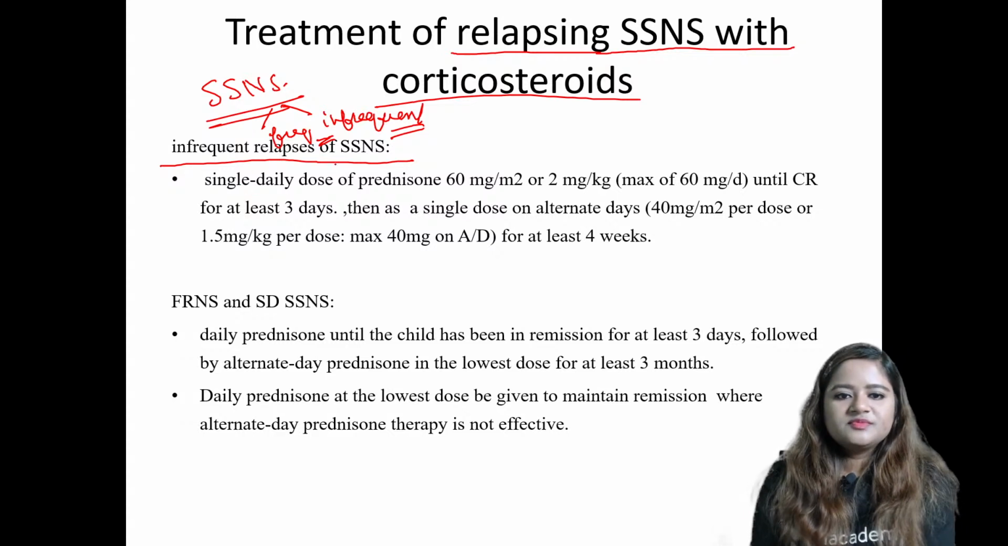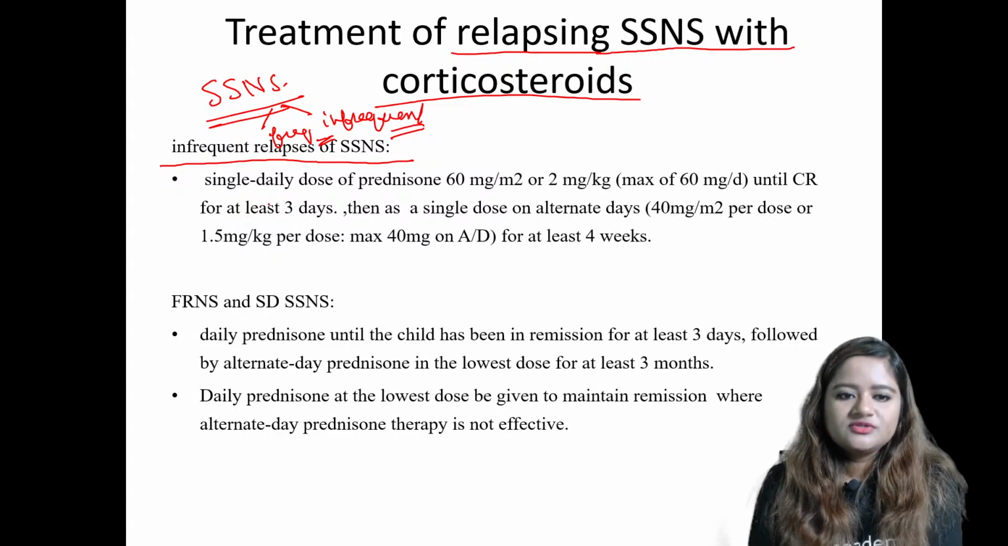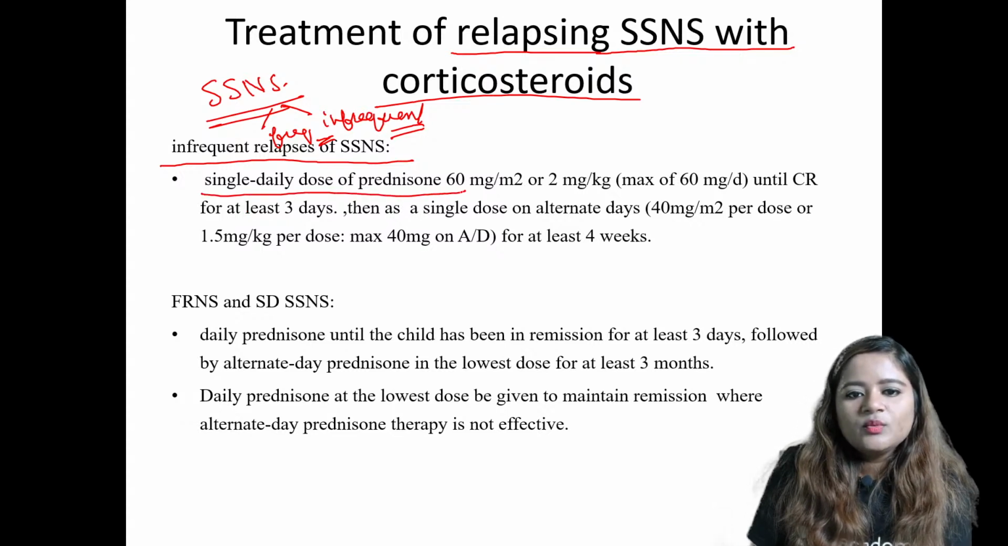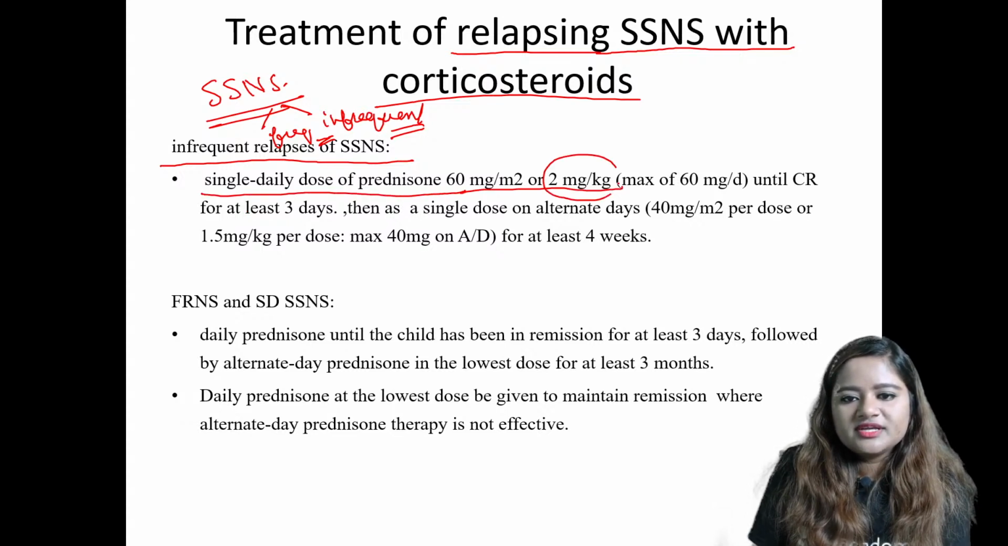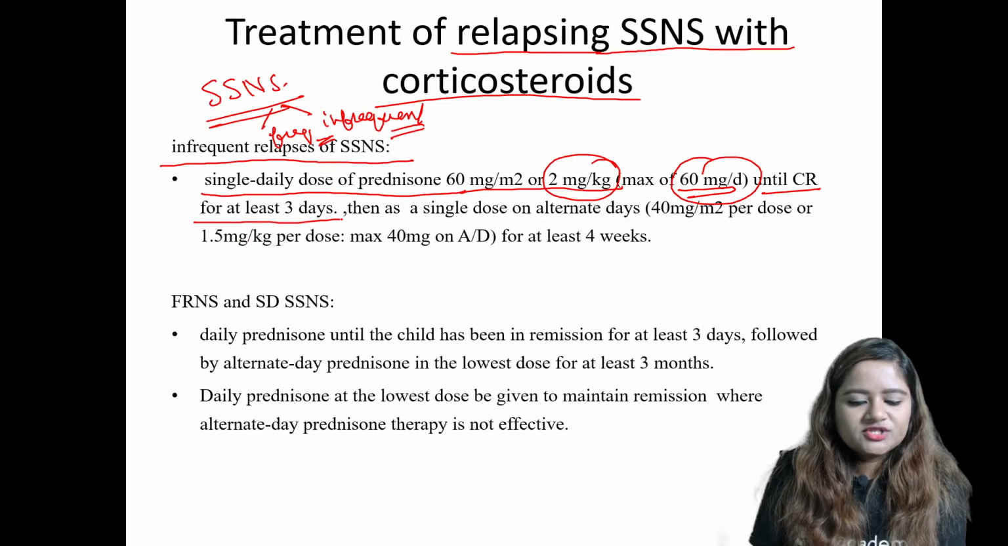So in infrequent relapse, what we do is, once the patient goes into relapse, we again have to treat with a single dose of prednisolone with the same dose, that is 2 mg per kg per day, the ceiling dose being 60 milligrams per day, until the child has gone into complete remission for 3 days.